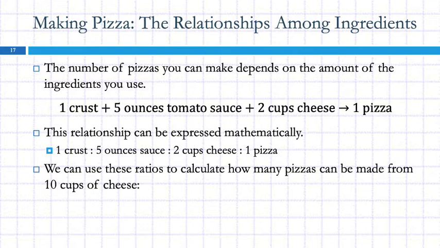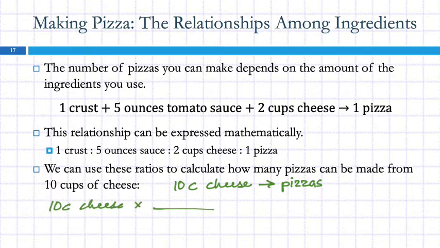So this is just dimensional analysis. I'm taking 10 cups of cheese and I'm converting that to pizzas. The great thing here is you can relate any 2 of these things. So it's always just 1 step. So 10 cups of cheese. I have one arrow, I have one conversion factor.